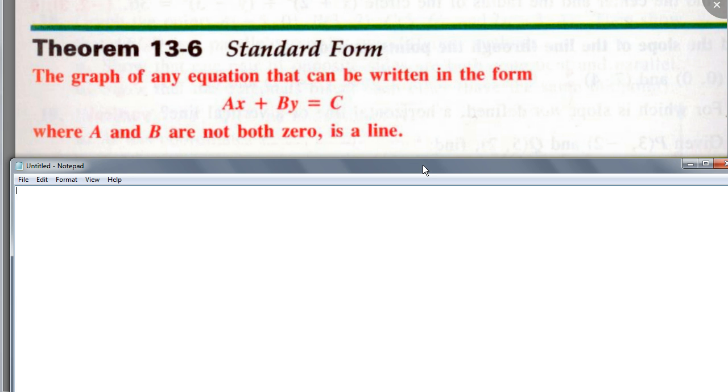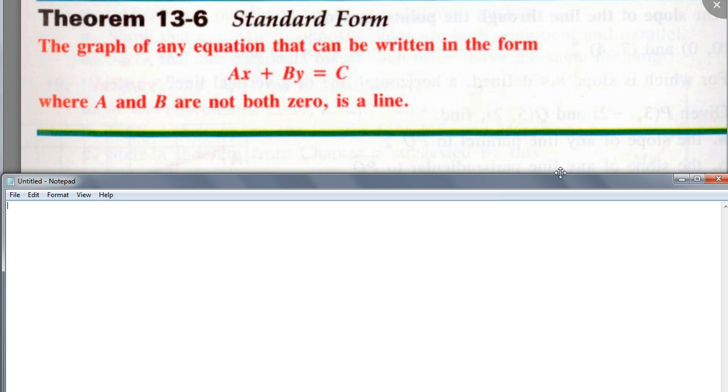So the graph of any equation that can be written in this form, ax plus by equals c, where a and b are not both 0, is a line. Because if a and b are both 0, then you get 0 equals some number. That doesn't give you anything. Can a be 0 by itself, when b isn't? Yes. When a is 0, guess what kind of line you get? Horizontal. You get y equals some number. When b is 0, you get ax equals some number, divide both sides by a, you get x equals something, a vertical line. So write that down.